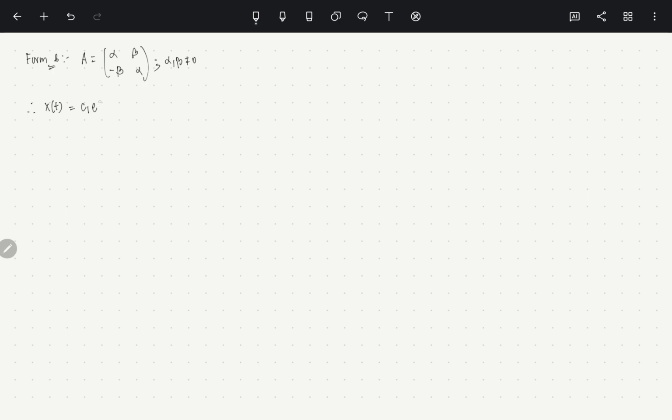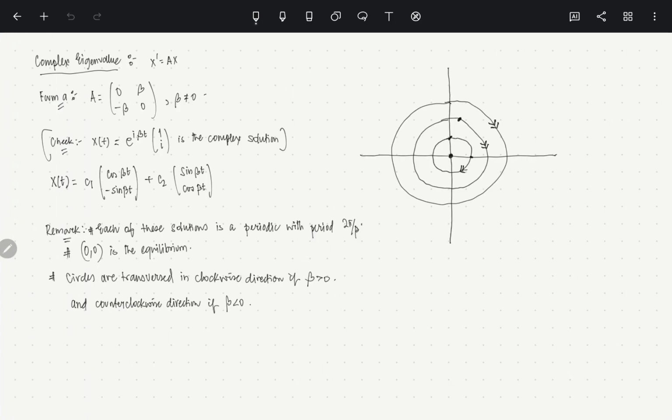C1 times e power alpha t, and cosine beta t, minus sine beta t, plus C2 times e power alpha t, sine beta t and cosine beta t. Is it okay? Now, you see, without the e power alpha t term, this is the case. If alpha is 0, you don't have e to the alpha t, and this is the case. So we have the center. We call it a center, because everything is centered.